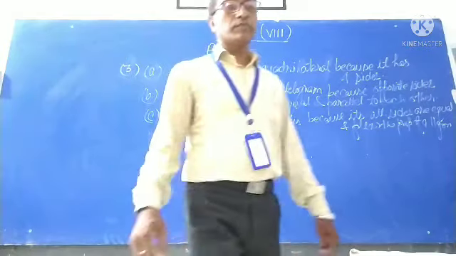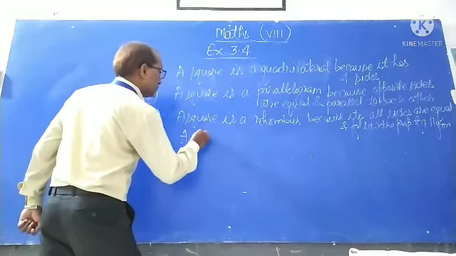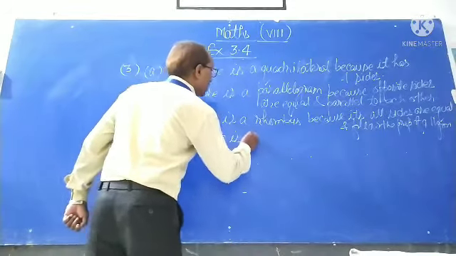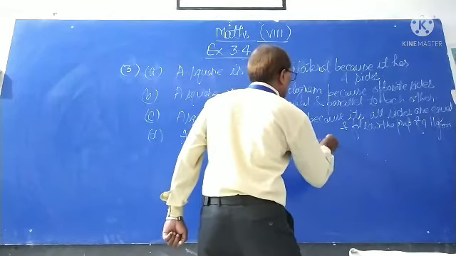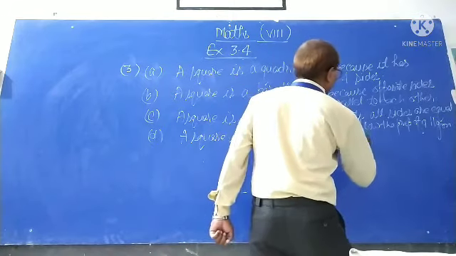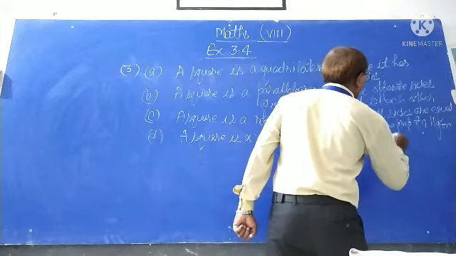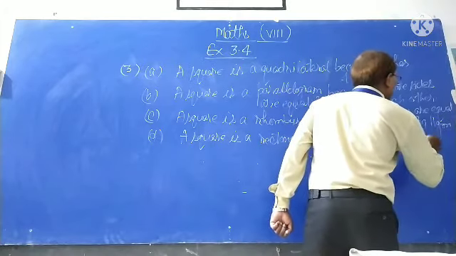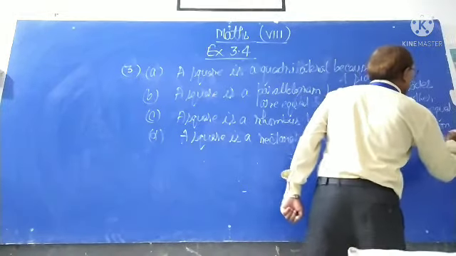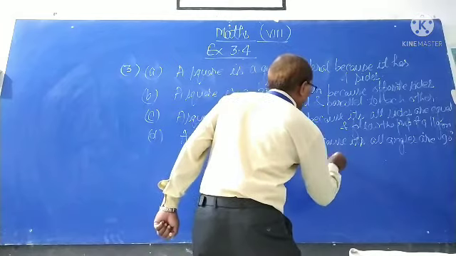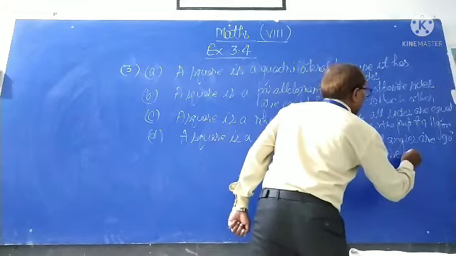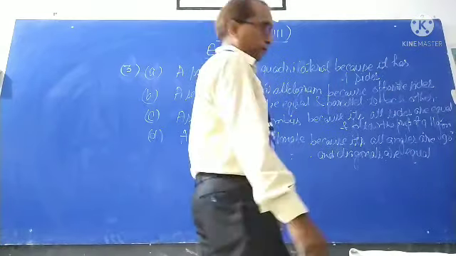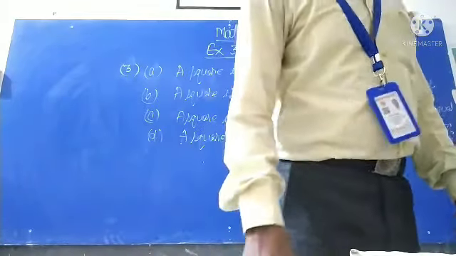D. Is a square a rectangle? A square is a rectangle because all its angles are 90 degrees and its diagonals are equal. Okay. Then question number 4.